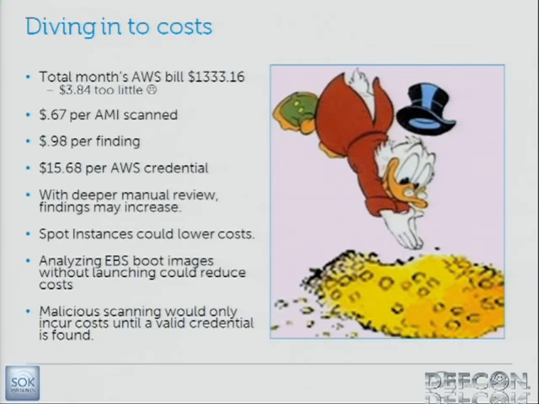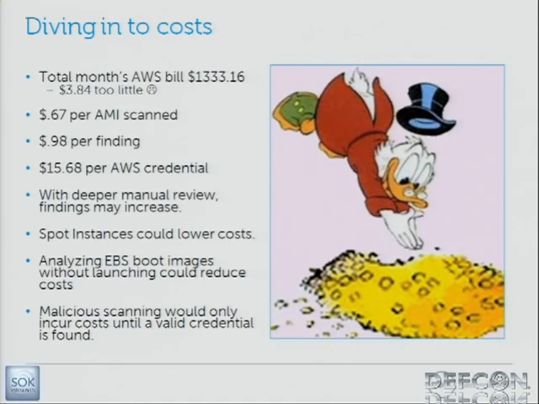We could have leveraged spot instances to lower costs. So spot instances use off-peak pricing. If you don't care when you run a task, you can run it whenever Amazon has more capacity available at a lower cost. It would have made the scripts a little bit more complex to keep state of what machines are running and not. And there's also the thought of analyzing the EBS boot images themselves without launching the instance. This might reduce costs.